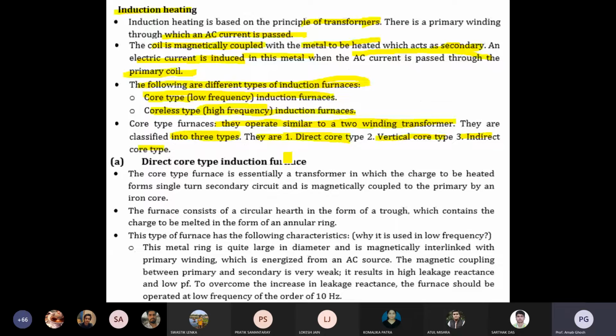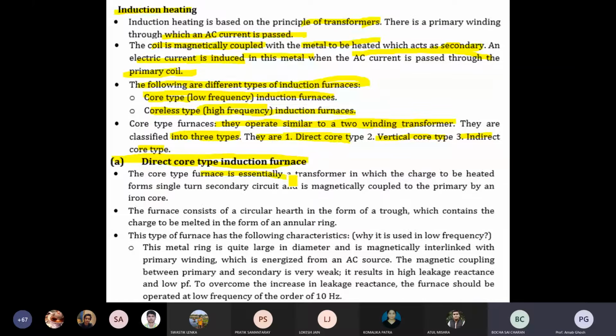So different types of furnaces are there, and one by one we are going to discuss them. The first one is the direct core type induction furnace.